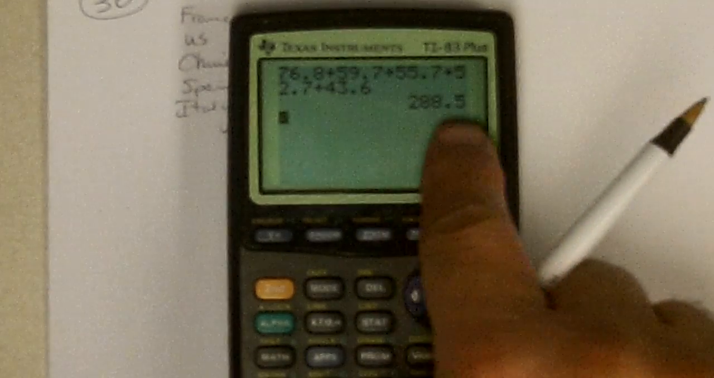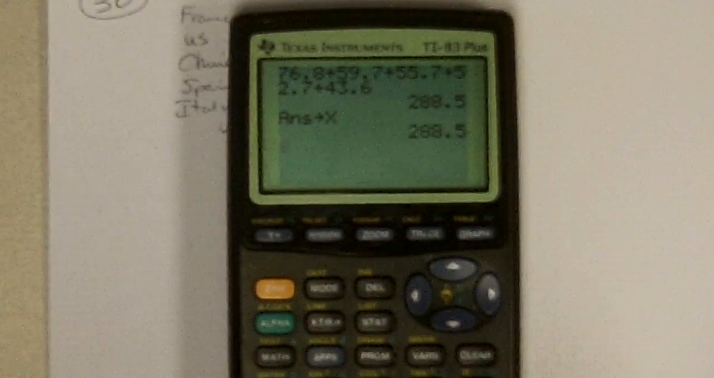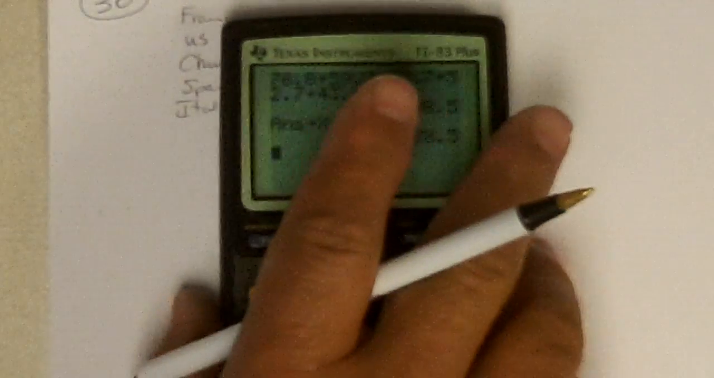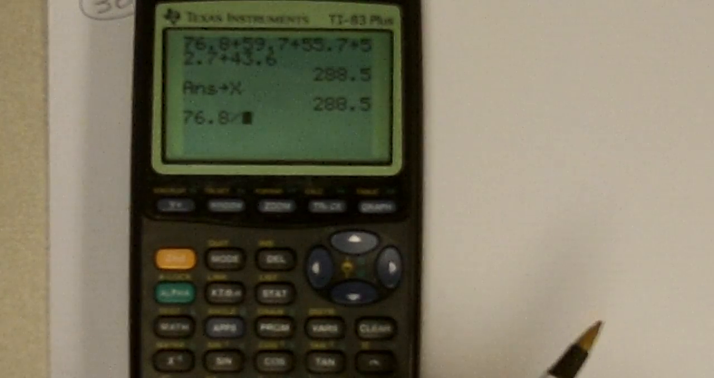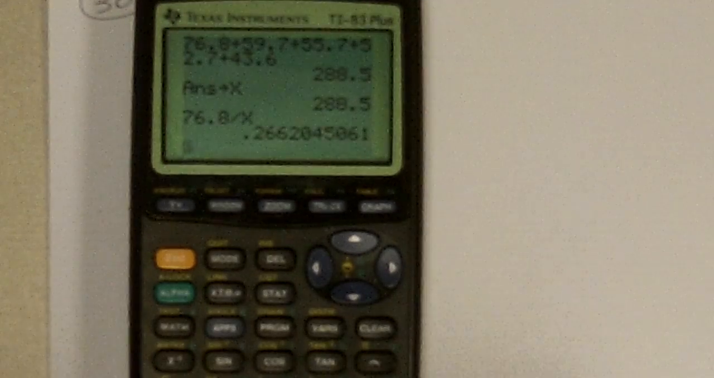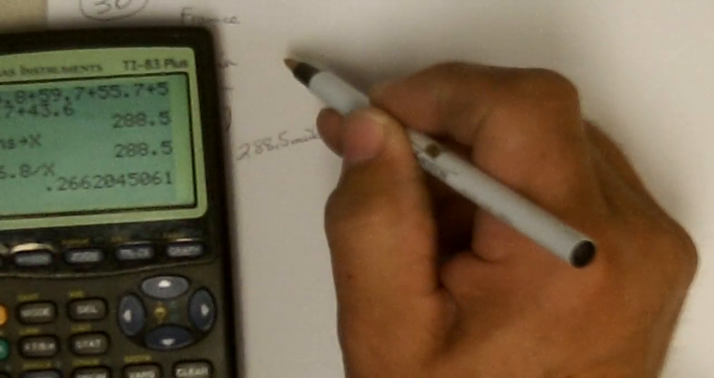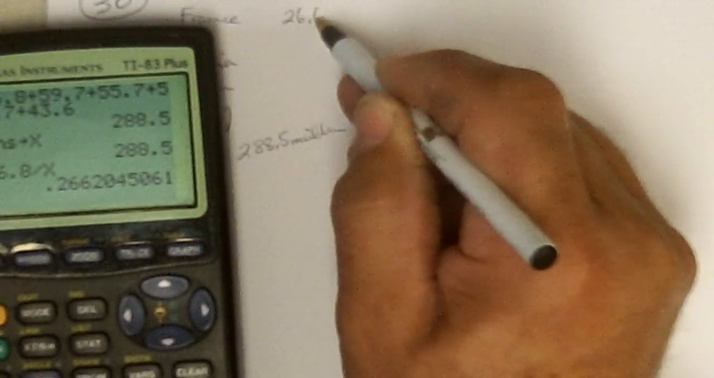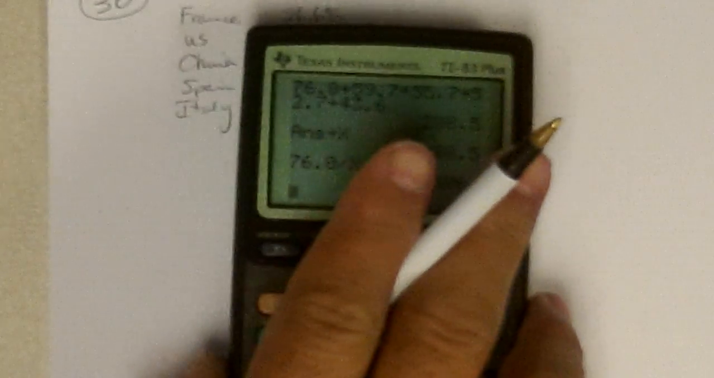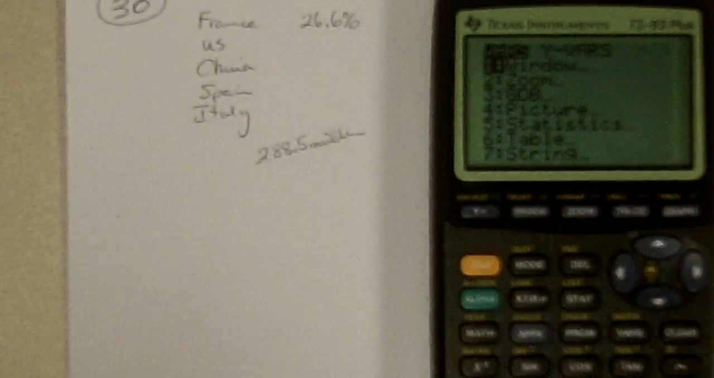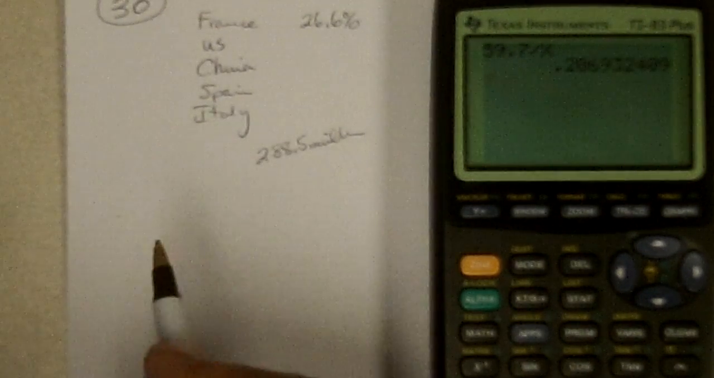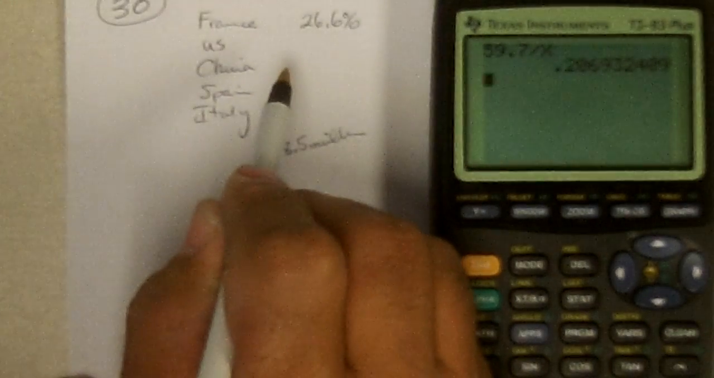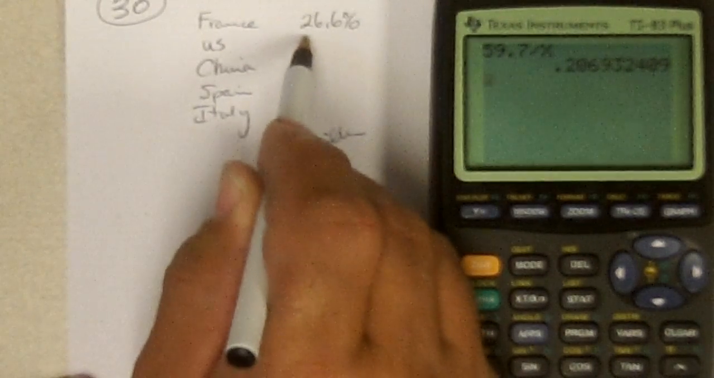So for the percentages, I'm going to have to take each one of these divided by 288.5. I'm going to store that into X. All that means is I got that in X. So if I take 76.8 divided by X, that just saves a few keystrokes. That's 26.6%. And then the 59.7 divided by X is 20.69, 20.7.